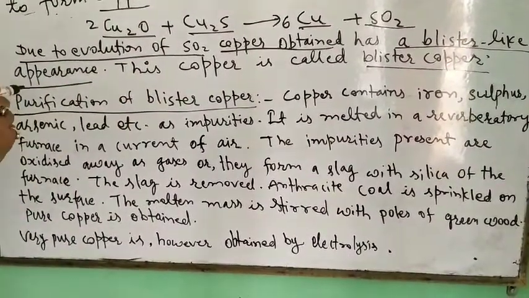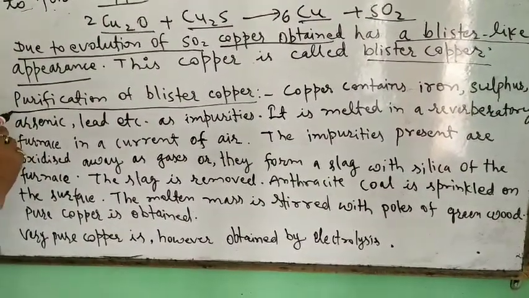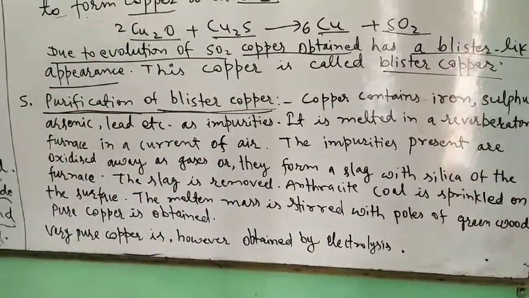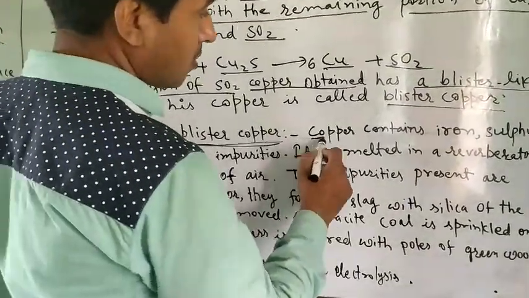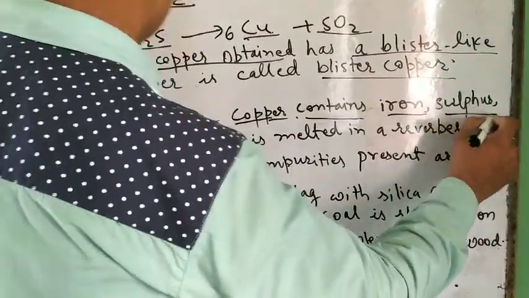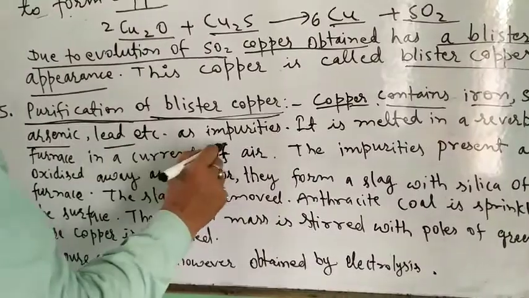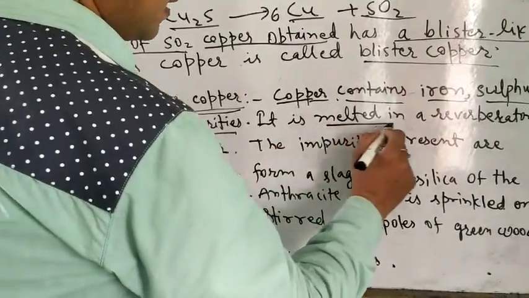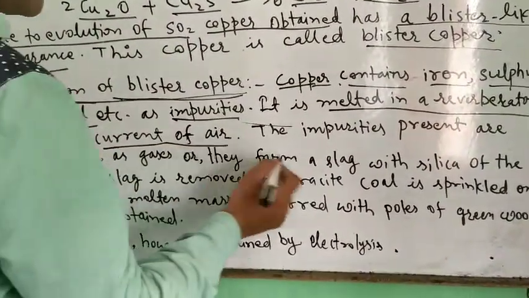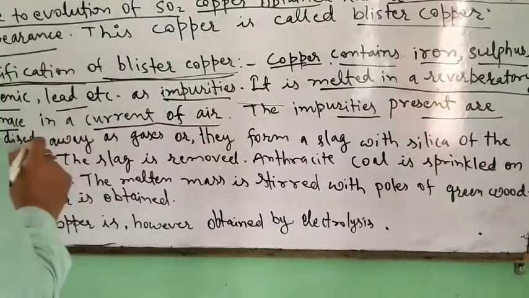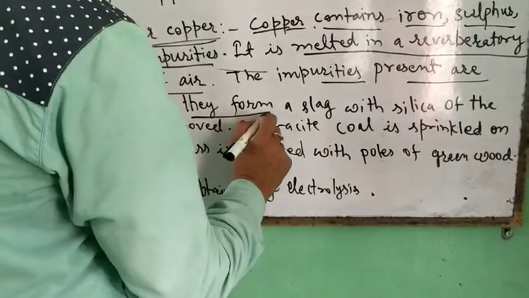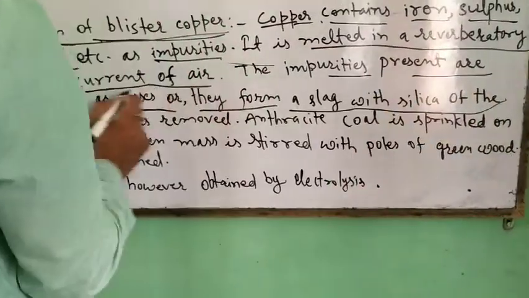The blister copper is now purified. So we have to know about the purification of blister copper. How can we purify blister copper? We know copper contains iron, sulfur, arsenic, lead, etc. as impurities. It is melted in a reverberatory furnace in a current of air. The impurities present are oxidized away as gases or they form a slag with silica of the furnace.